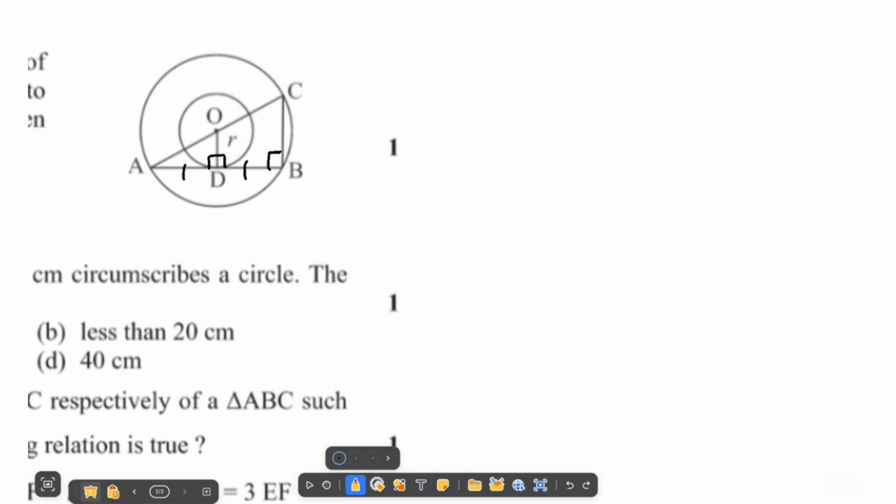So what do we get here? The angle at B is 90 degrees, and the perpendicular line OD is perpendicular to AB, and from that, the perpendicular line drawn from the center bisects the chord. That means you will get AD equals BD. So AD is half of AB, or BD is half of AB.